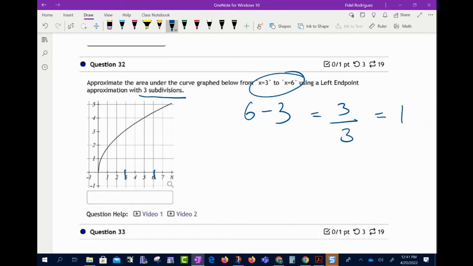All that's telling me, y'all, is how wide my rectangles are going to be. My rectangles are going to have a width of 1. So look, I'm going to do it like this. The first one starts at 3. The next one starts at 4, 5, and 6.